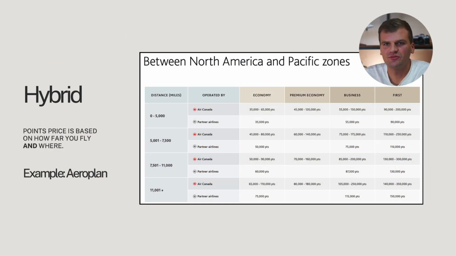There are hybrid award charts as well, which are based on how far you fly and where you fly. So Aeroplan, for example, has all these different zones, and then when you're flying between specific zones or flying within those zones, they have different prices for each individual one. So here's their award chart between North America and their Pacific zone, which would be Asia. You can see if you fly up to 5,000 miles, in economy, 35,000 points, in business, 55,000, and if you fly over 5,000, it's going to be 50,000 and 75,000 respectively.